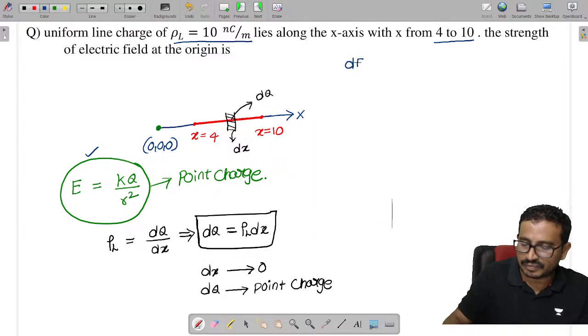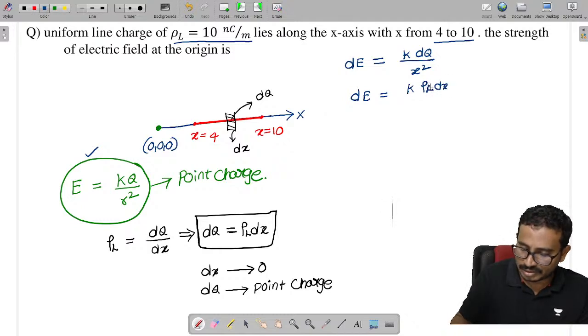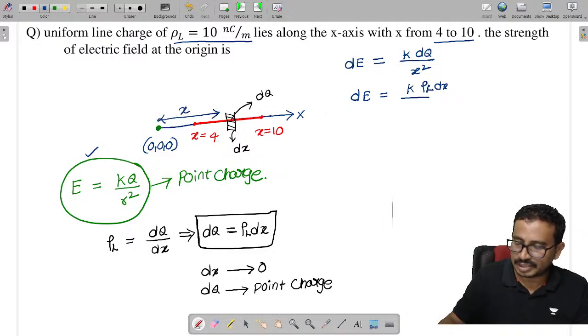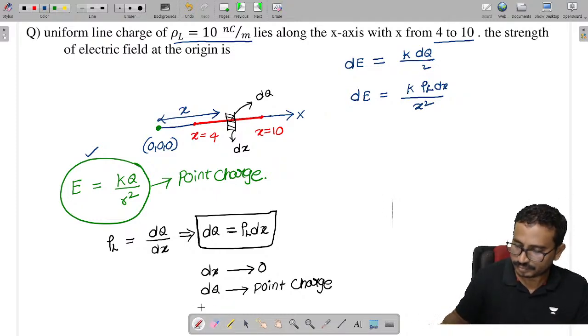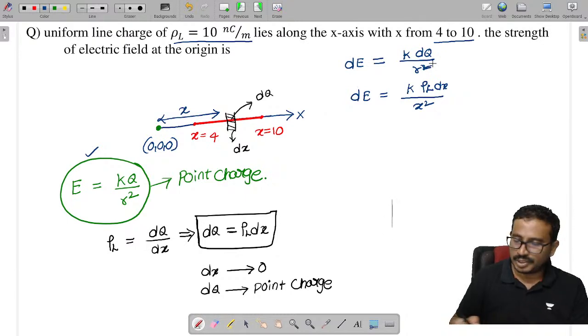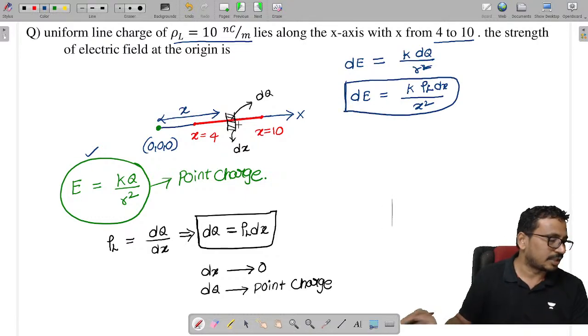The small electric field, I am calling dE, which is given as k into dq by x square. So dE is given as k into dq, which is rho L into dx, and this strip, let us consider, is at a distance of x, so we have x square. This is the dE, the electric field because of this small part dq.